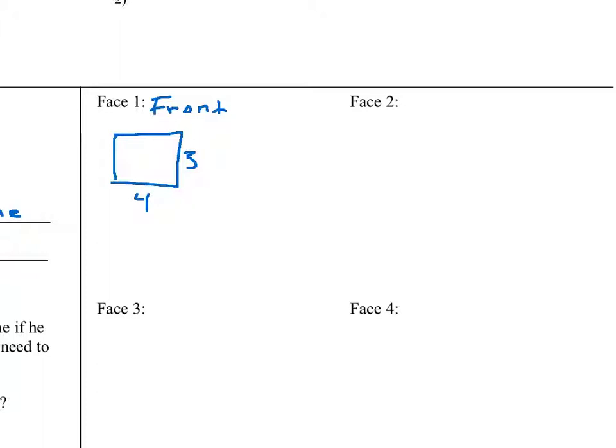Now, one great thing about rectangular prisms is that the front and the back are the same. In fact, they even have the same picture on this tissue box. How nice is that? So that means if we want to draw it, what dimensions does it have? It's a rectangle that is 4 by 3.